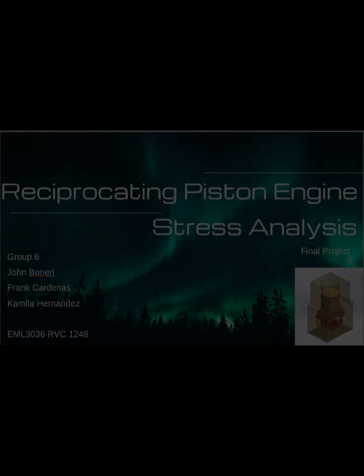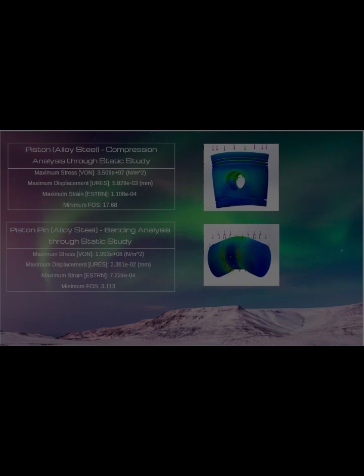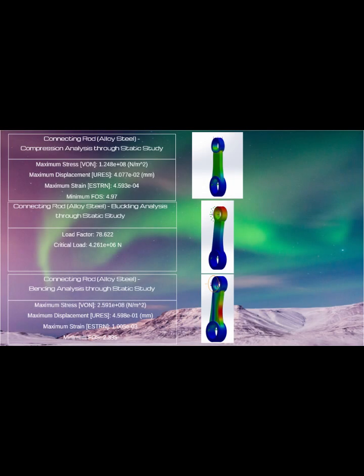In this project, we analyzed the rotating assembly of a reciprocating piston engine. We analyzed the piston under compression based on the pressure of combustion being supported by the piston pin. The piston pin was analyzed under bending, being supported by the connecting rod, and the force being transferred from the piston. The connecting rod was analyzed under compression, buckling, and bending conditions. The force was applied through the piston pin into the small end of the connecting rod, and the rod was supported at the large end by the crankshaft.